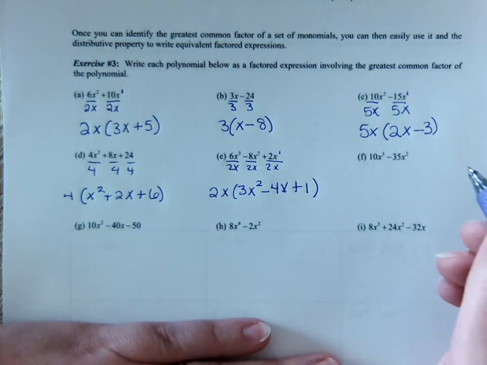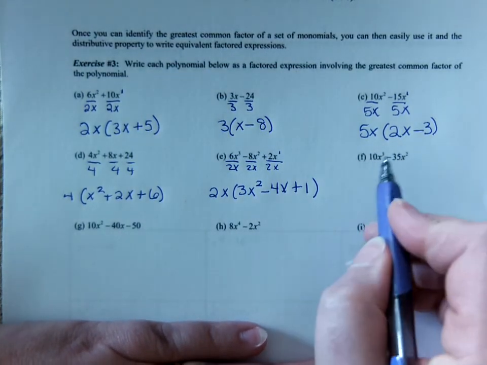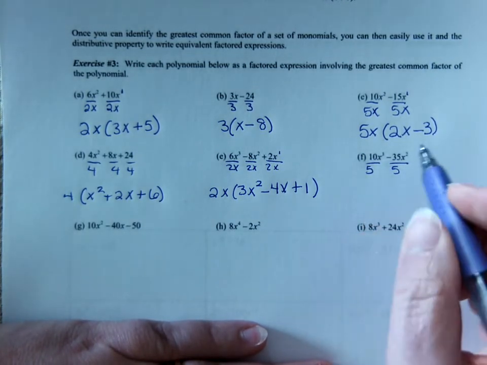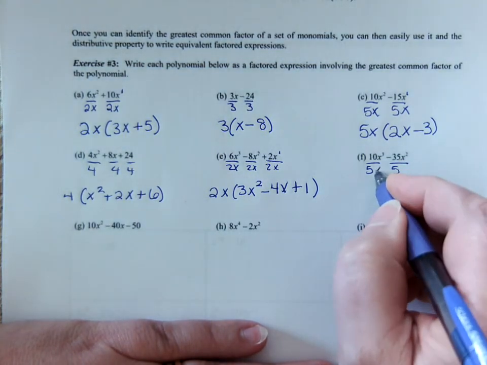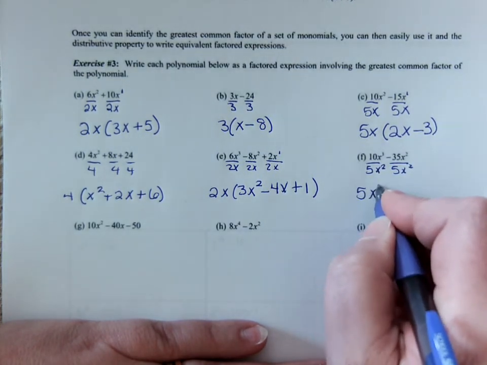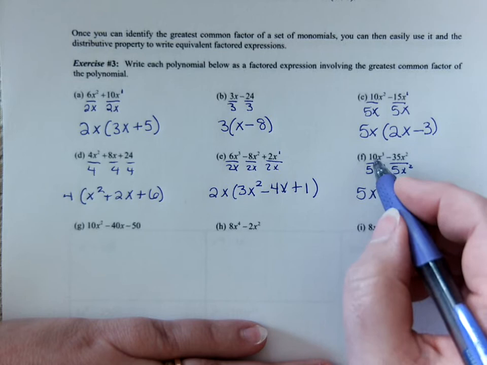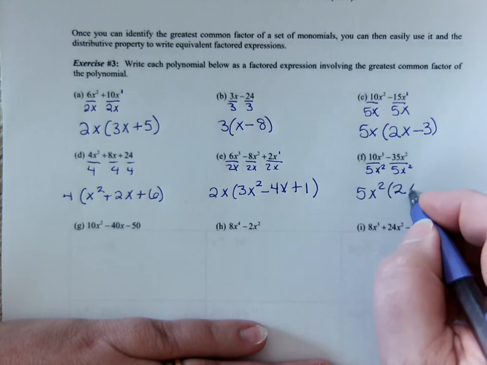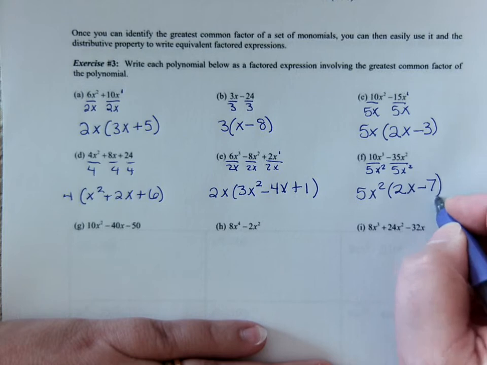Let's look at f. We have 10x cubed minus 35x squared. So 10 and 35, I can divide 5 out of each of those. And then I have x cubed and x squared. My smallest exponent is x squared, so I can take an x squared out of each of these terms. So 5x squared is my GCF, and then I can divide. 10 divided by 5 is 2. X cubed divided by x squared is just x, minus 35 divided by 5 is 7, and the x squareds cancel.